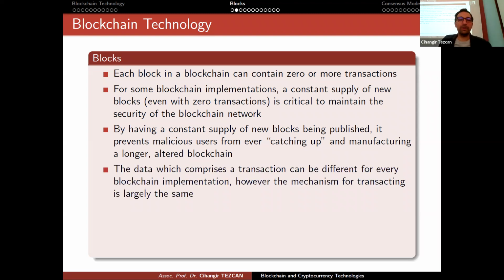Okay, the data which comprises a transaction can be different for every blockchain implementation. However, the mechanisms for transacting are largely the same. A user sends information to the blockchain network. So this means that if you want to make a transaction, your software, like your wallet, creates that transaction.